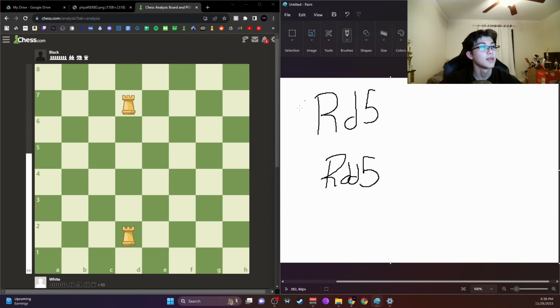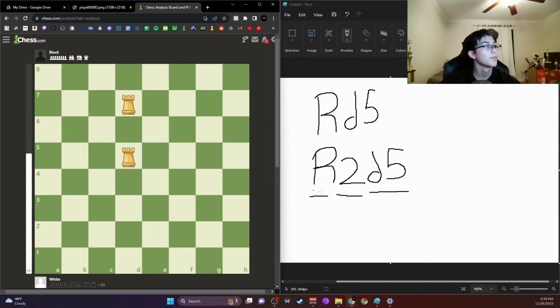It's the same thing as here. So in this case, we would use the row the rook is on. There's a rook on row 7 and row 2. We're moving this rook here, that's on row 2. So we would write rook 2 d5. The rook on row 2 is moving to d5 here.